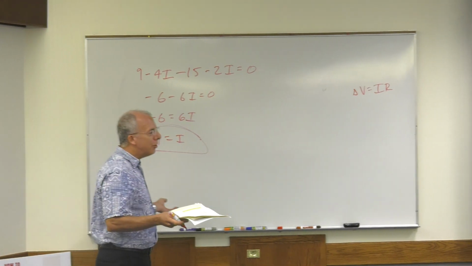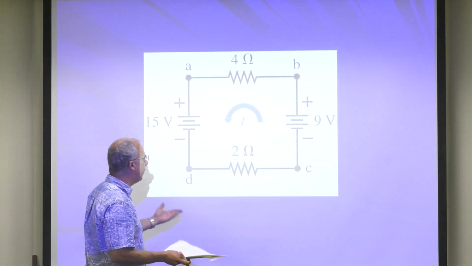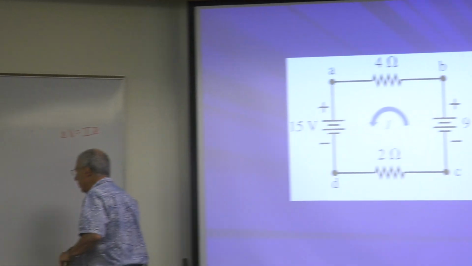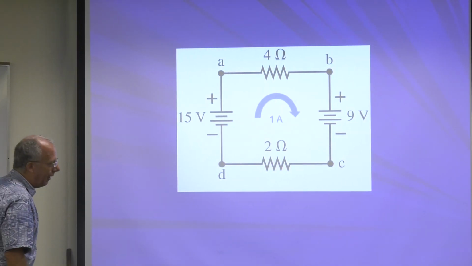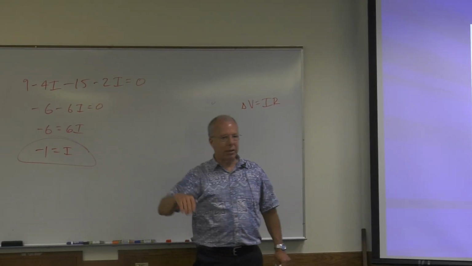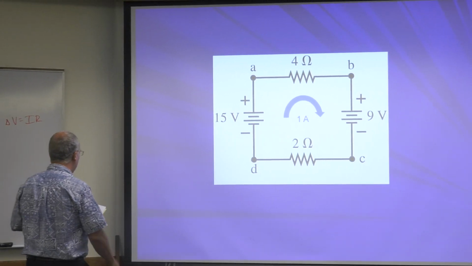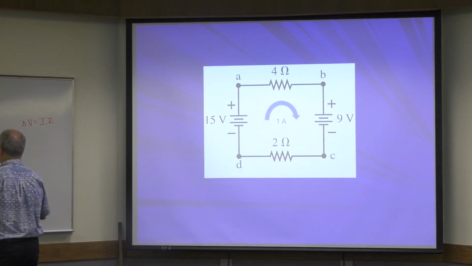Okay, so what does that mean? It means that we chose the wrong direction. Well, we already knew that, right? I set it up to do that just for fun. So the real direction of the current is that way. But again, you don't have to sweat it. If you get a negative, you know you chose the wrong direction. Who cares?